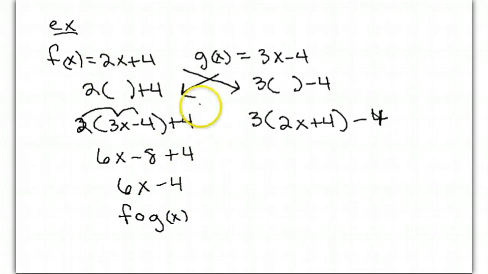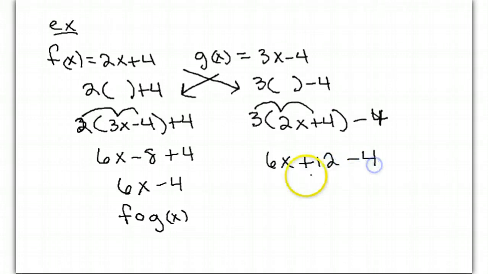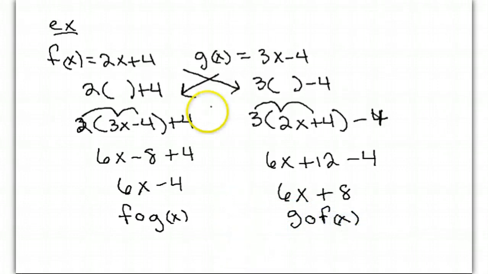To find GOF, you complete the other side. So you bunny hop the 3, and you'll have 6x plus 12 minus 4. And you'll end up with 6x plus 8. And because this is under the function g, this is what is GOF. This is called GOF.